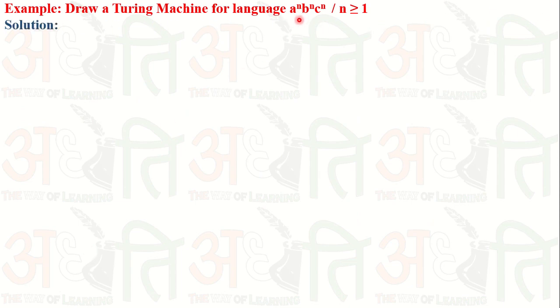Here I have the language which is a to the power n, b to the power n, c to the power n. It tells that the number of a's, number of b's and number of c's are equal, and the precedence is that first a will come, then b, then c. In between, no other character or symbol will be allowed. We can say it like that.